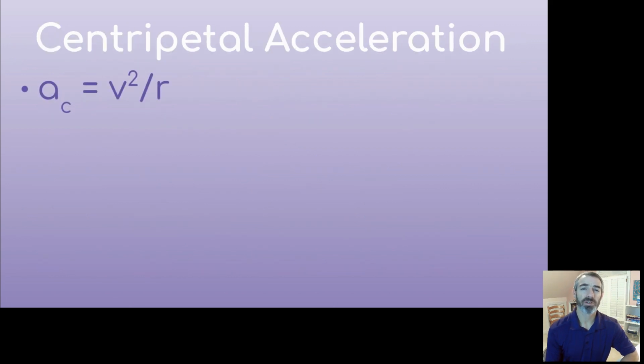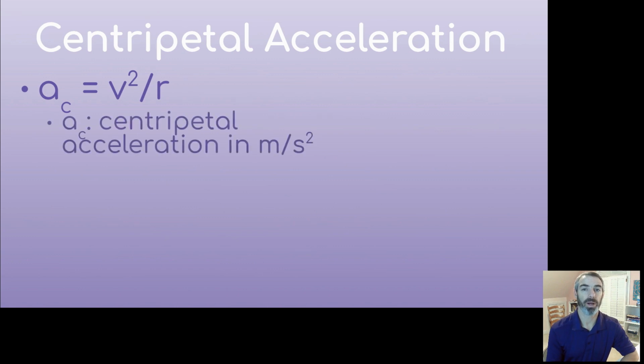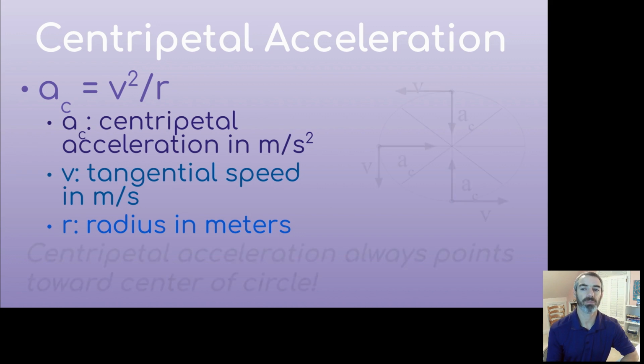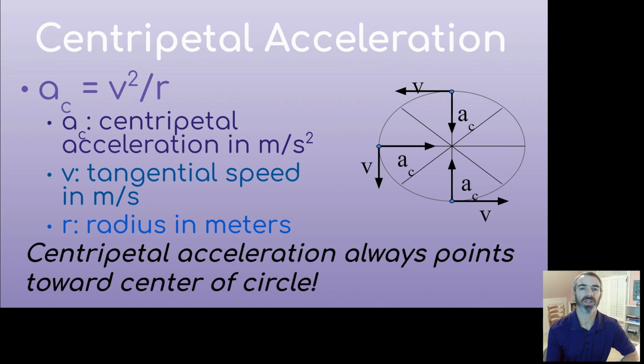So the equation for centripetal acceleration is that a_c is equal to v squared divided by r, where a_c is the centripetal acceleration in meters per second squared, v is the tangential speed, meaning it's tangent to the circular path, in meters per second, and r is the radius in meters. And we can see a diagram of a motion map where velocity is at a right angle to the acceleration, and acceleration points towards the center.